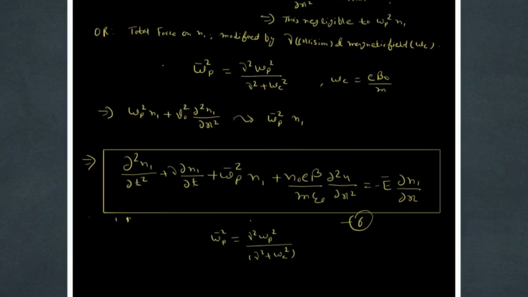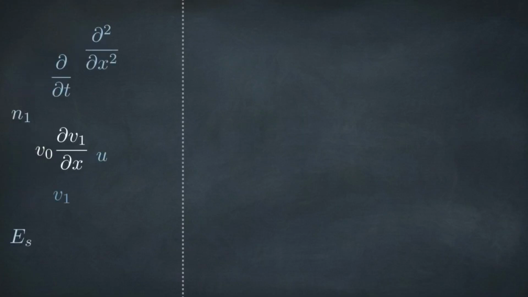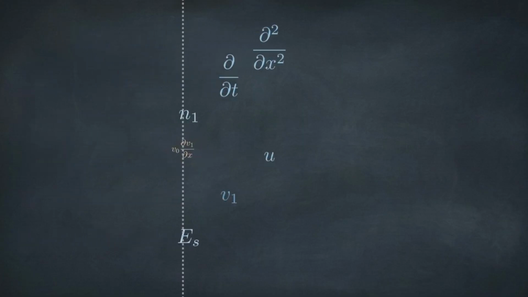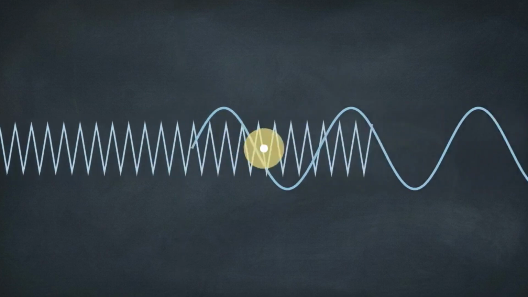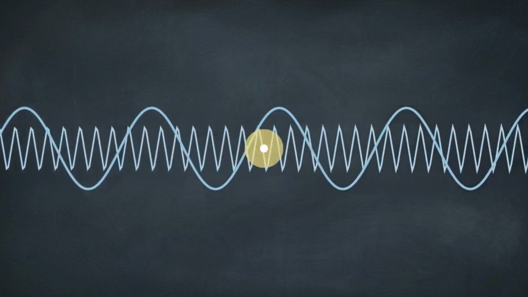Moving down to equation 6, you'll see the total force on the density perturbation is modified by collisions and the applied magnetic field. We group these specific forces into a single variable, the effective plasma frequency, denoted as omega bar sub p squared. By pruning the negligible terms and grouping the constants, we arrive at a unified master perturbation equation. We now have a mathematical framework to track exactly how the different waves interact within the plasma.